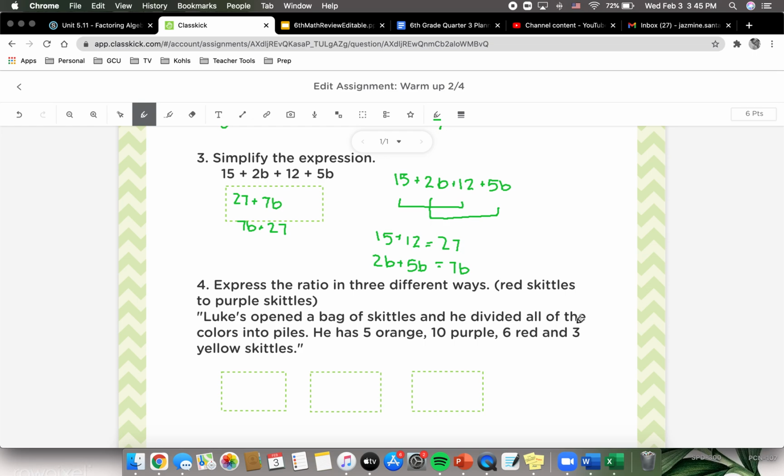Looking at number 4, it says express the ratio in 3 different ways: red Skittles to purple Skittles. Luke opened a bag of Skittles and he divided all the colors into piles. He had 5 orange, 10 purple, 6 red, and 3 yellow Skittles. So we want to know what the red to purple Skittles are. Our red is right here. So we have 6 red and we have 10 purple.